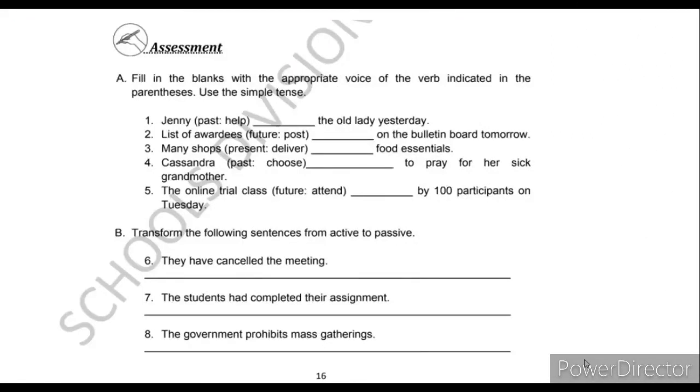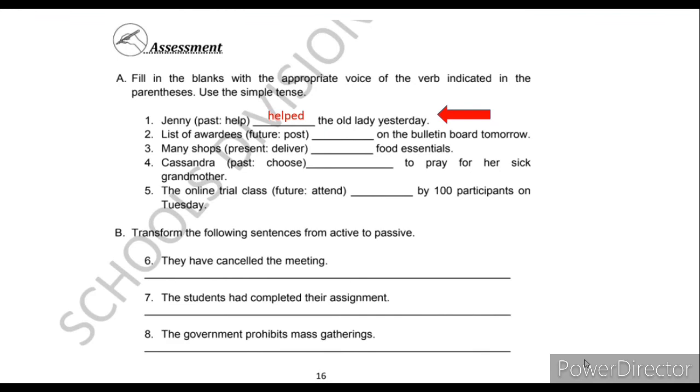For assessment, letter A, fill in the blanks with the appropriate voice of the verb indicated in the parentheses. Use the simple tense. So let's try number one. "Jenny blank the old lady yesterday." The words written inside the parentheses are past, which means past tense, and help. So it means that you will write the past tense of the word help. The past tense of the word help is helped. So it could be "Jenny helped the old lady yesterday."